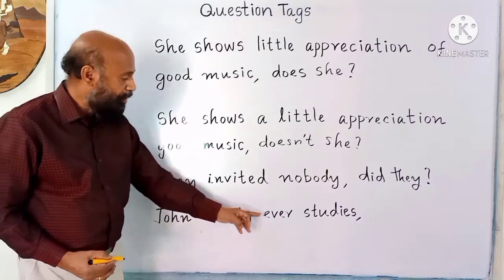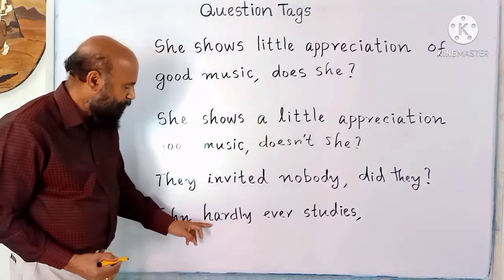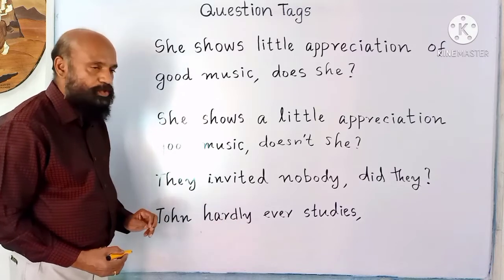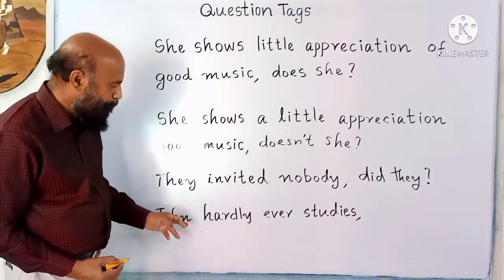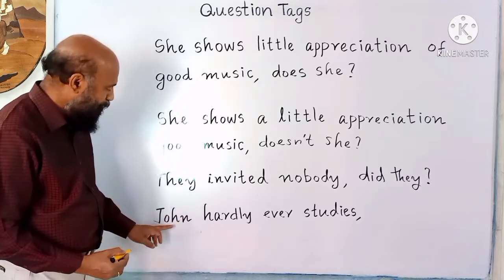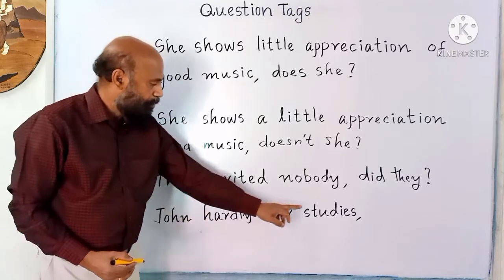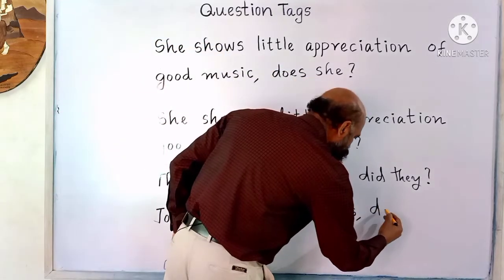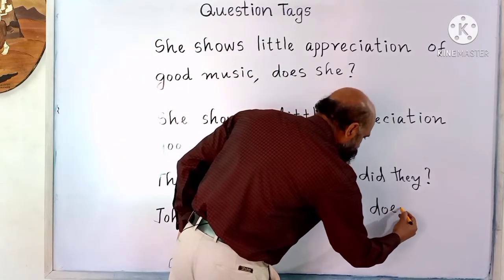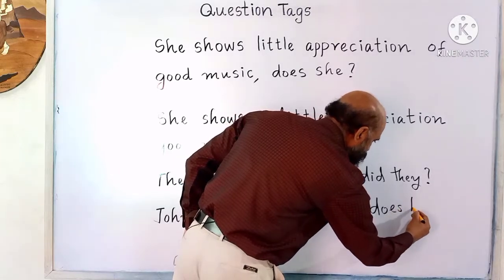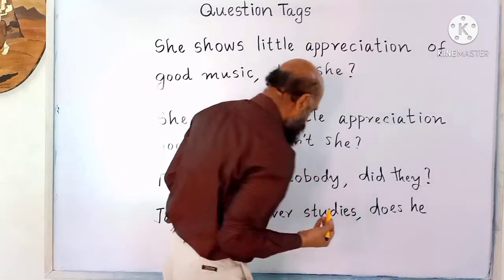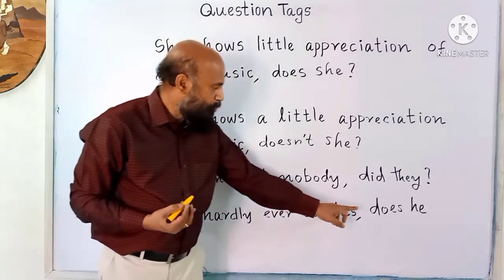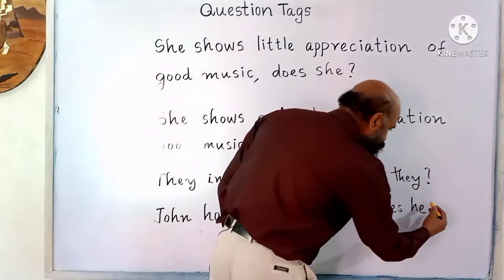John hardly ever studies. So here, hardly ever, it's a negative word. So the question tag is to be positive. Here the subject is John, present tense, so does he? Here a negative sentence, so the question tag is positive.